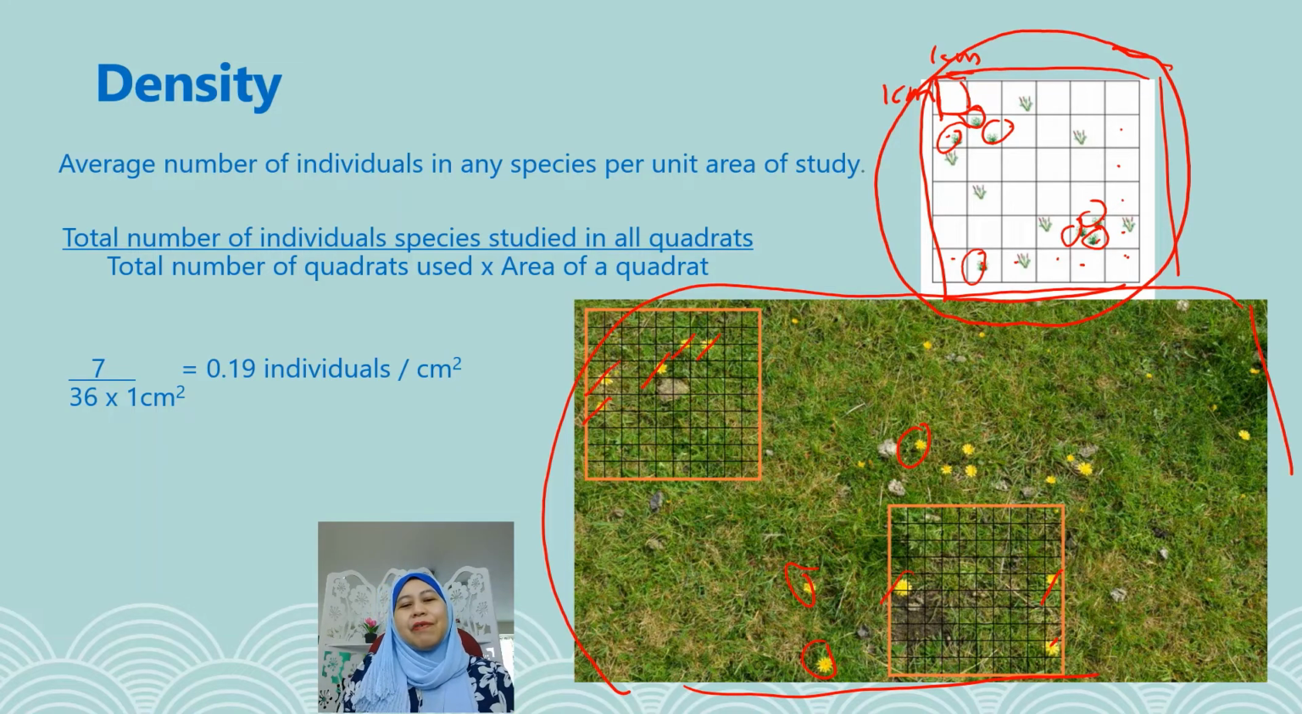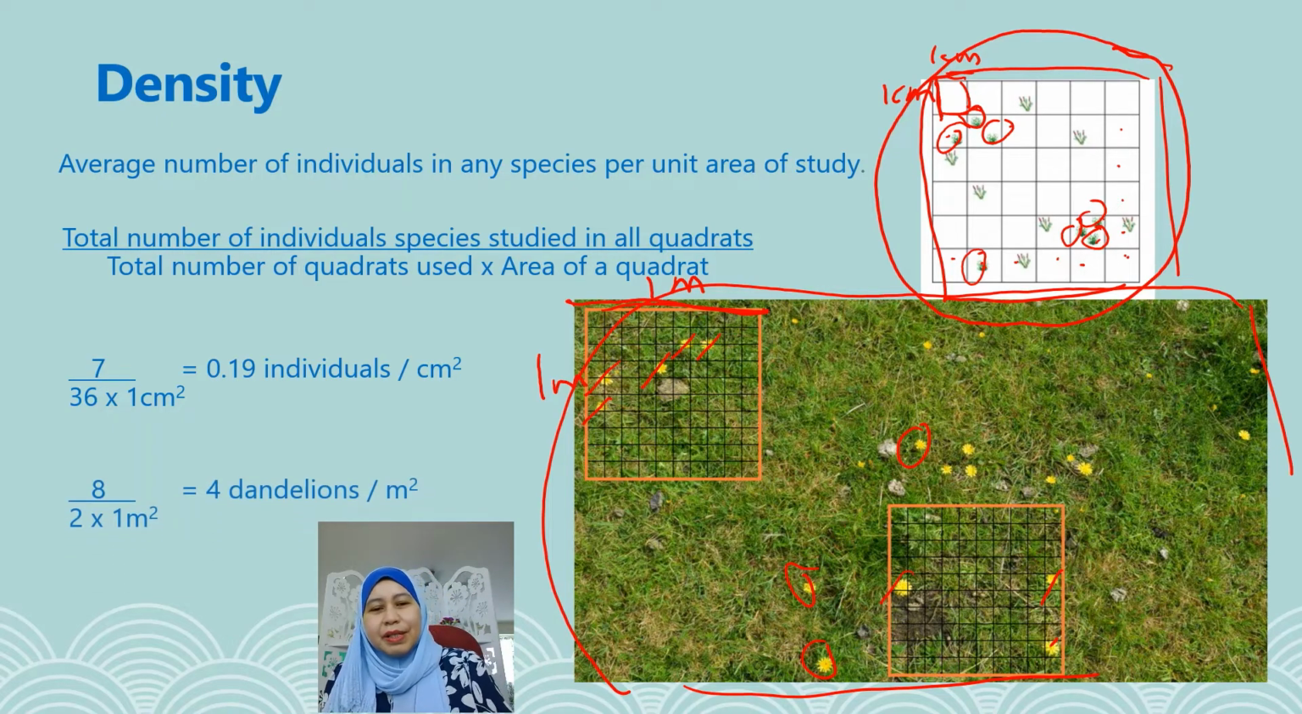Area of a quadrat. Let's say the whole one quadrat is 1 meter and 1 meter. So the area is 1 meter square. So we put it into the formula. We have 8 divided by 2, that is the number of quadrats, times the area, 1 meter square. Punch in your calculator and you get 4 dandelions per meter square.